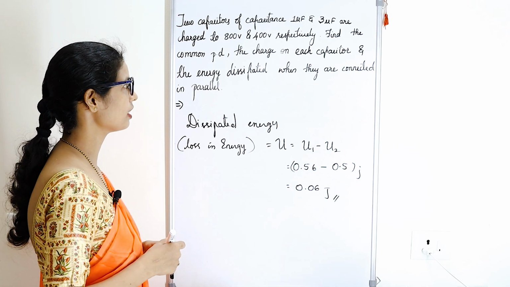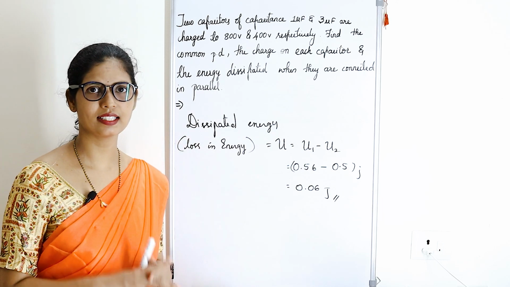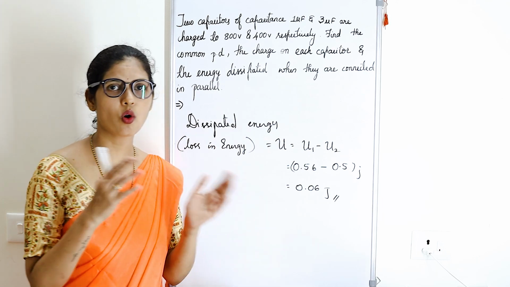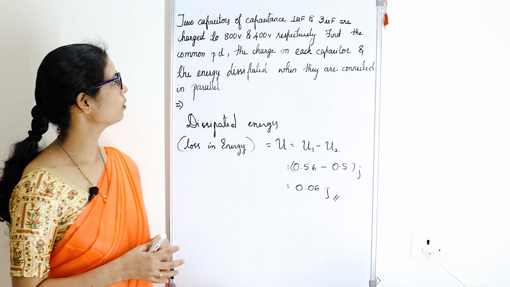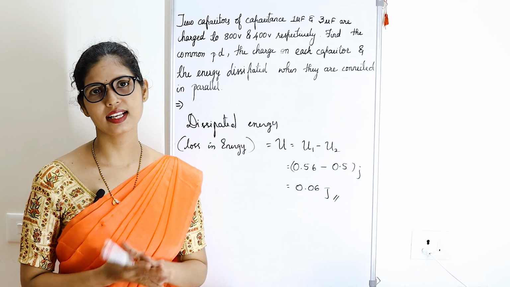So you have got the value for energy dissipated, and you have also found the common potential difference, and the charges on each capacitor before parallel connection and also after parallel connection. So this is about this particular problem. We'll move to the next problem.